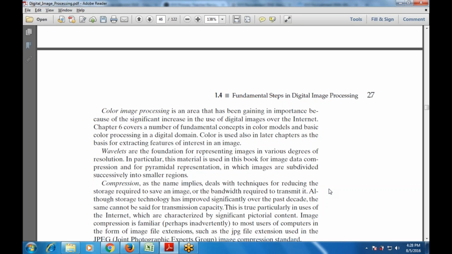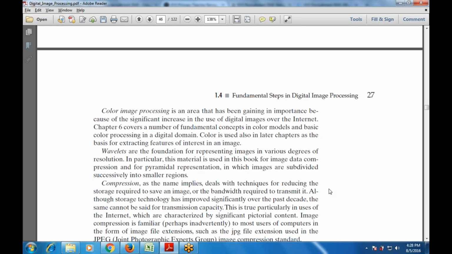Sometimes we even face the problem that the mail size or file size should not be more than 25 MB, so we have to use Google Drive for that. And if there is an image, that automatically takes a large amount of memory, which causes a problem in uploading the file. So it should be compressed so that it can be easily sent from one place to another. This is true particularly in the use of the internet, which is characterized by significant pictorial content.